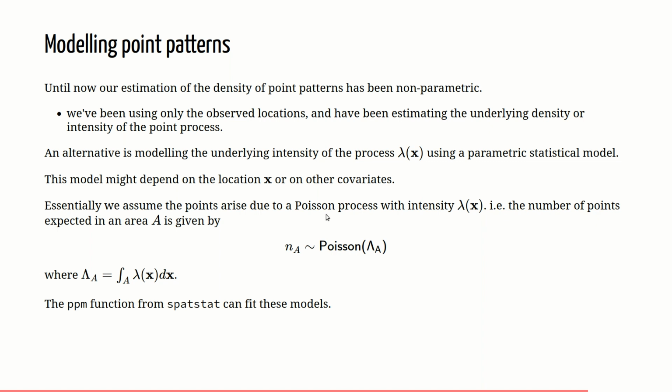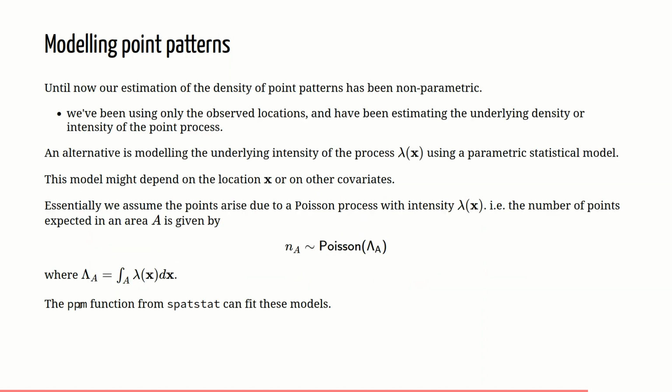Essentially, this process that we'll be looking at assumes that the points arise due to a Poisson process with some intensity lambda. So the number of points that we observe in an area comes from a Poisson distribution with some rate, capital lambda sub A, right? So different regions A have a different rate. And that capital lambda is just the integral of the intensity. This is just the expected number of points in a given area. It's just the integral of the intensity over that area. And we can fit these models, plus some fancier ones, to be honest, using the ppm function.